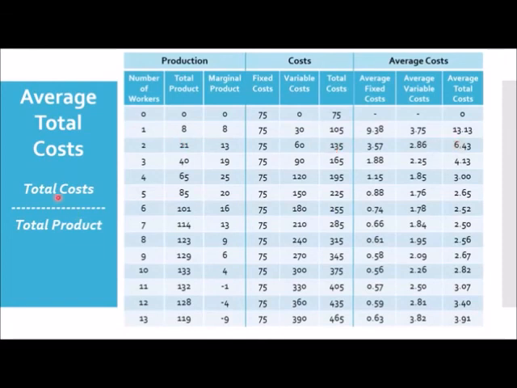You can solve that by doing total cost divided by total product, but also if you want to check your answer, you can just add these straight across and say, okay, our average fixed cost is $9.38 plus an average variable cost of $3.75 equals $13.13. And so our average total cost, you can see it reflected right there.